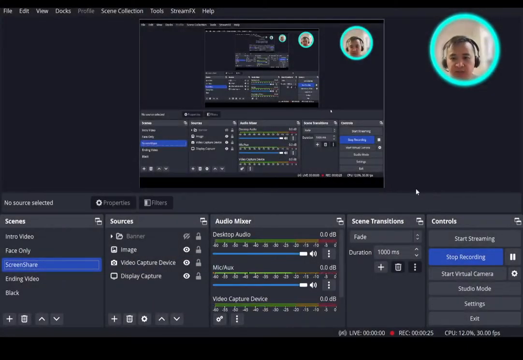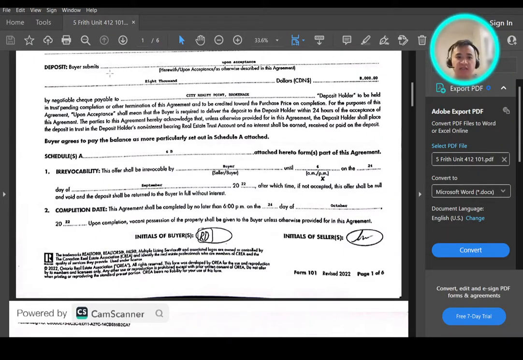Okay, so let's get right into it. So let's take a look at what a deposit is. A deposit is also known as earnest money. So it's money that the buyer gives to the seller to hold on to. And actually, the seller doesn't hold it. The seller's brokerage or lawyer holds it in their registered trust account. So a trust account means the seller can't just take the money and run away with it.